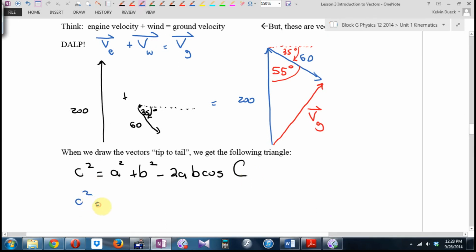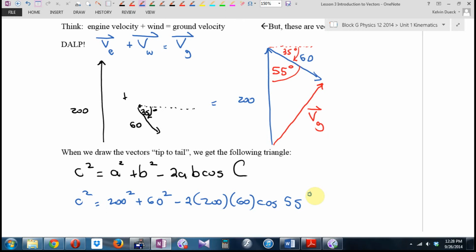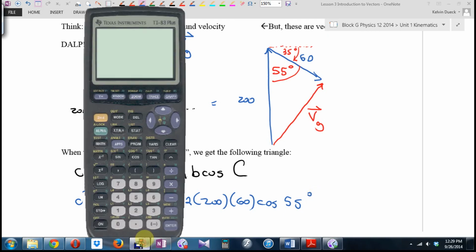c squared equals 200 squared plus 60 squared minus 2(200)(60) cosine 55. If you have a good calculator, you should be able to type this all in one fell swoop and see it all in one big line. Hopefully by now you have a decent calculator. Don't forget you're finding c squared, so make sure on your last step, what are you going to do? Yep.